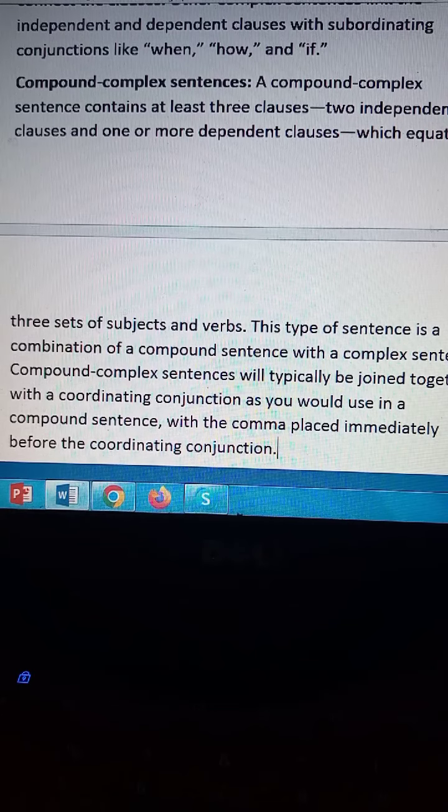A compound-complex sentence will typically be joined together with a coordinating conjunction, like the FANBOYS, as you would use in a compound sentence, with the comma placed immediately before the coordinating conjunction. I hope you understand the sentence structures. Today we have 4 different types of sentence structures: simple, compound, complex, and compound-complex.